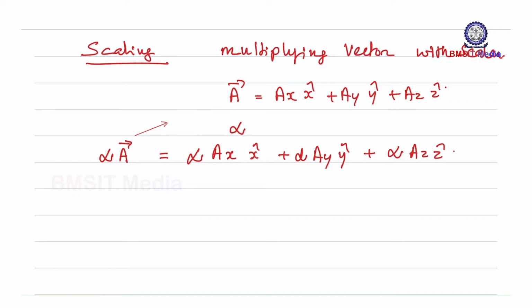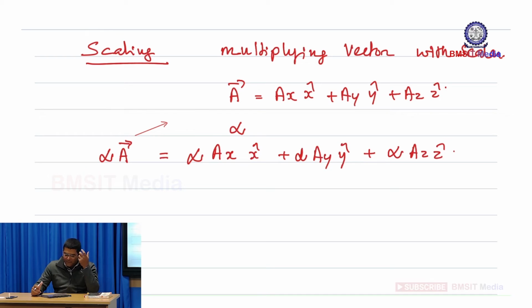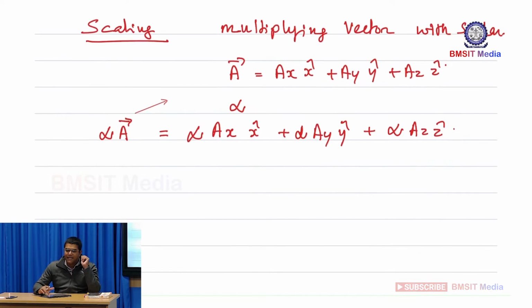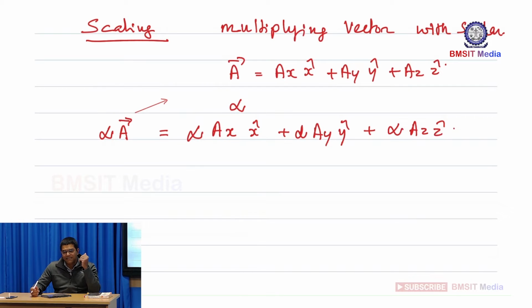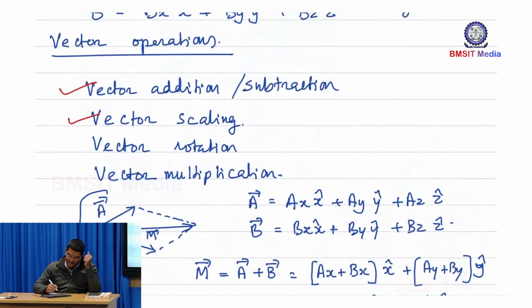As I said, if alpha is greater than 1, it increases the length of the vector, keeping the same direction. If alpha is less than 1, it shrinks the vector in the same direction, but the direction will not change. So this is about scaling. We will also see how to represent the direction of the vector later. Once scaling is done, the next operation is vector rotation.